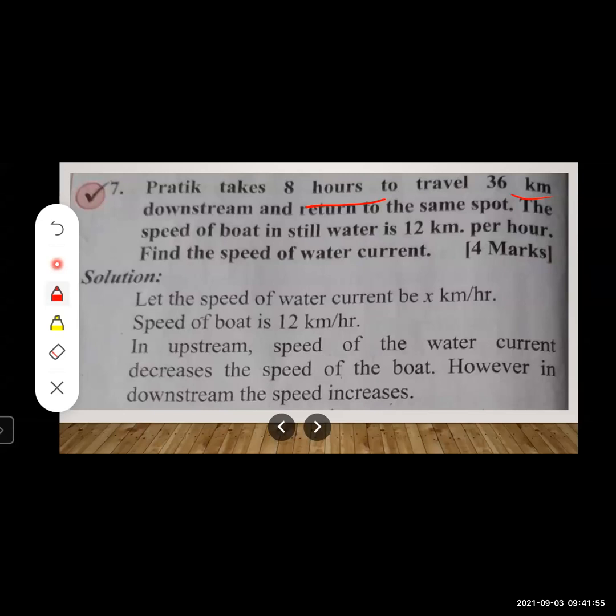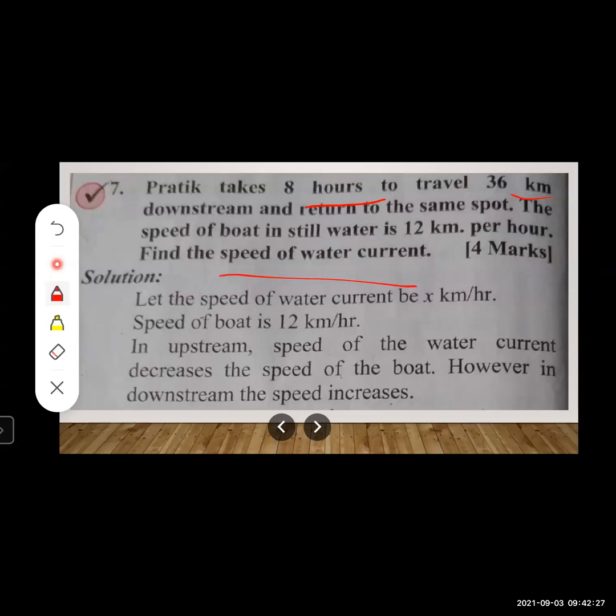Okay, now concentrate on the next line. The speed of the boat in still water is 12 kilometers per hour. Now, what is the speed of the boat in still water? Still water means steady water. It is not running water. It is still water. What is the speed of the boat in still water? Yes, 12 kilometers per hour, right? Okay, now what do we have to find out? The speed of the water current.